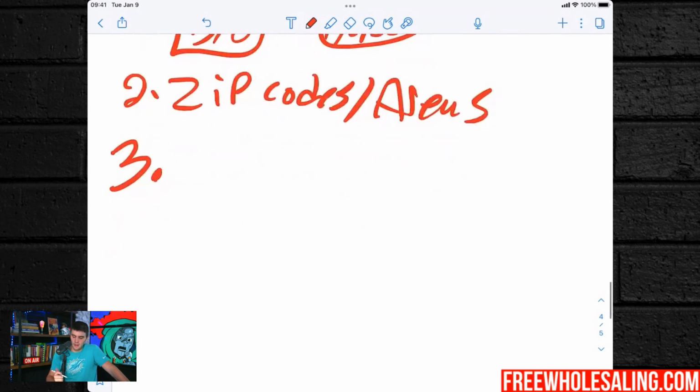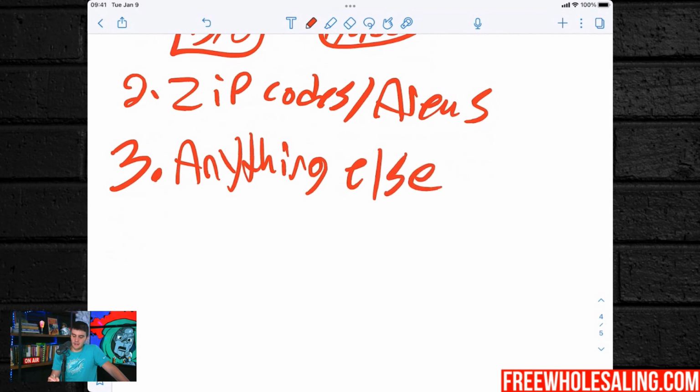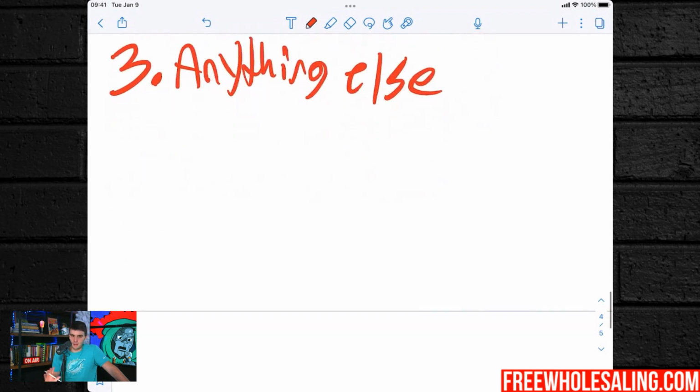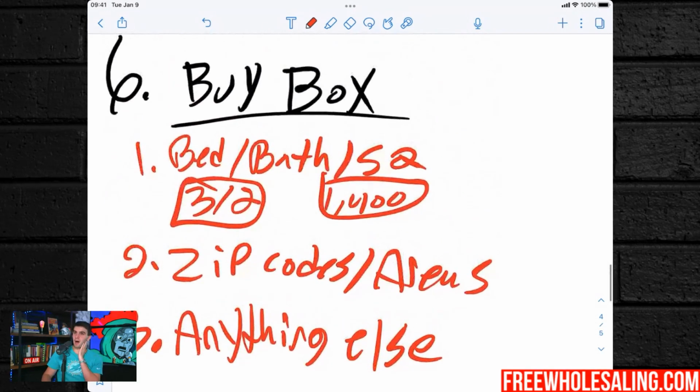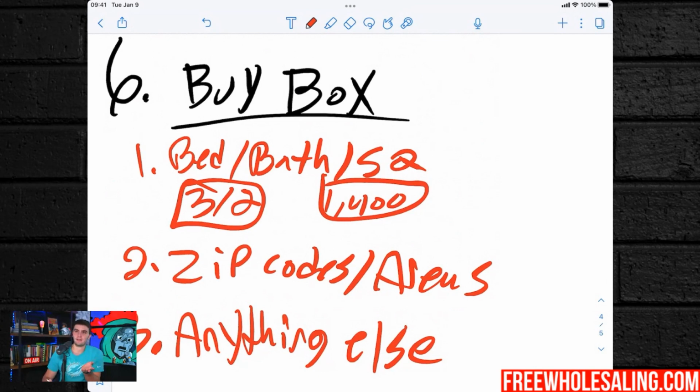And number 3, anything else, right? Anything else that needs to be criteria where I know if it is not this, I don't send it, or it is, I send it. And most of them don't really care, but those are the 3 questions you have to ask for the buy box, because you don't want to send somebody a deal that's not right for them, right? Because then they're going to be upset with you.